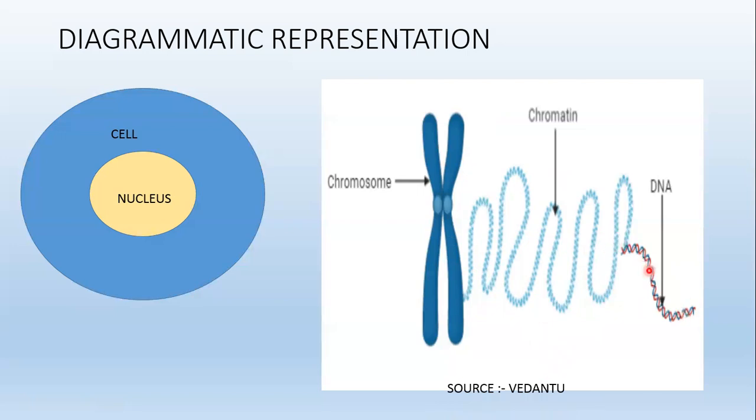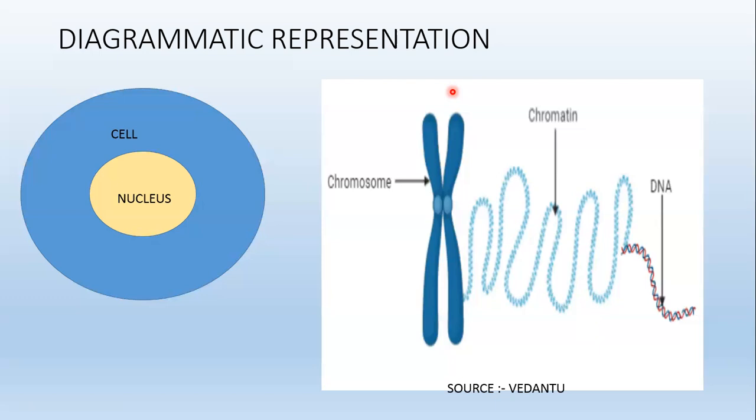So DNA, you can see this DNA and these are the chromatin fiber, and the chromatin fiber contains to form chromosome. So if someone asks you where DNA is present, you can easily say it is present inside the chromosome. Okay, and where is the chromosome present? Inside the nucleus. And where is the nucleus present? Inside the cell.